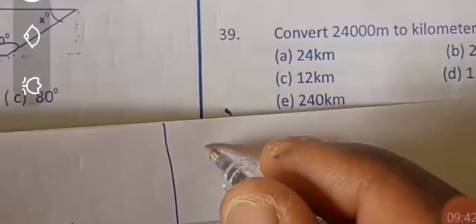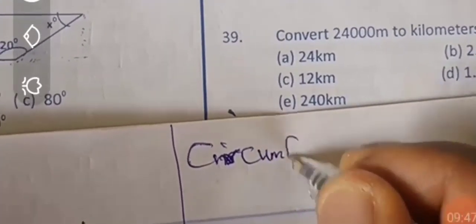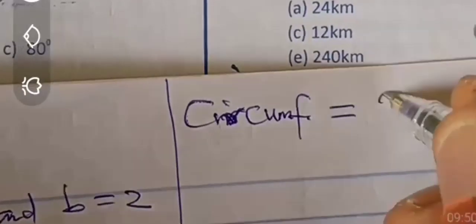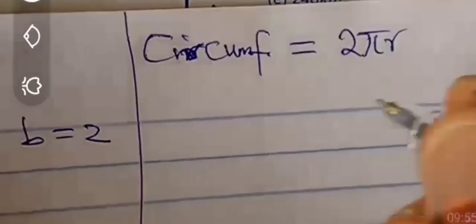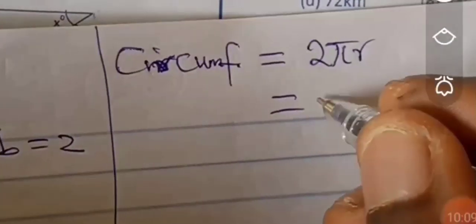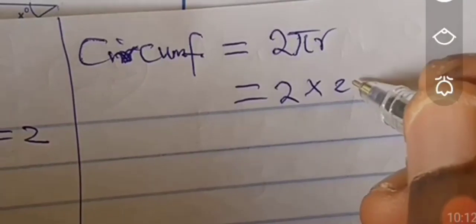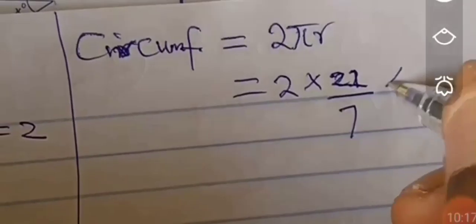Now from the formula, we have that circumference, permit me to abbreviate it, is equal to 2 pi radius. That is 2 times pi times the radius. Of course, we have calculated the radius already to be 21, so we just substitute all that. And you are given that the value of pi is 22 over 7. So we have 2 times the value of pi, which is 22 over 7, times the radius, which is 21.